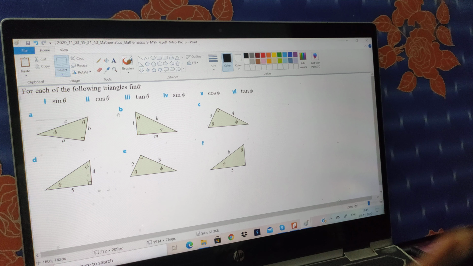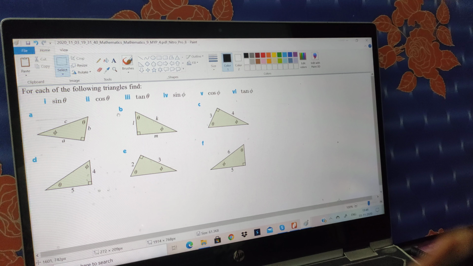Today we will learn how to find different trigonometric ratios based on the understanding which we have learned in the previous two videos. You have already learned how to label a right angle triangle, and you also have learned what are different trigonometric ratios. Now we have a practice question over here.